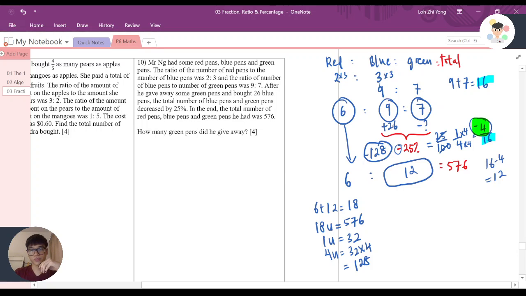So if we know that even when I plus 26, it will result in minus 128, means that what I initially gave away here is actually more than what I gained. So to know how many green pens he gave away, which is this question mark here, basically I just need to use 128 plus 26. Then the answer is actually 154 green pens. And we are done with this question.